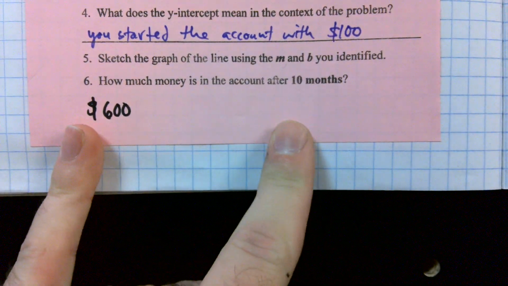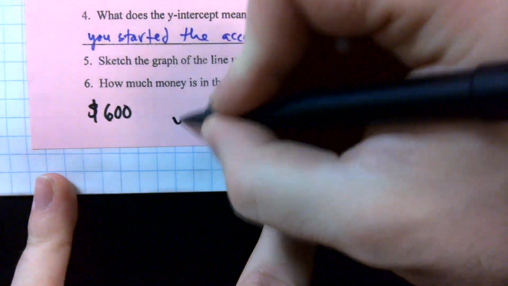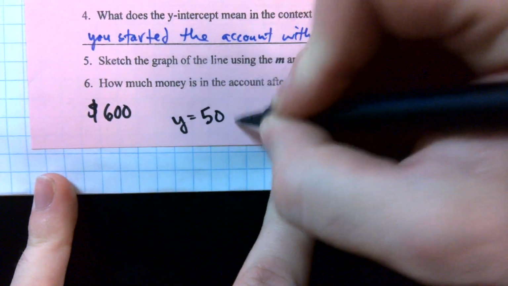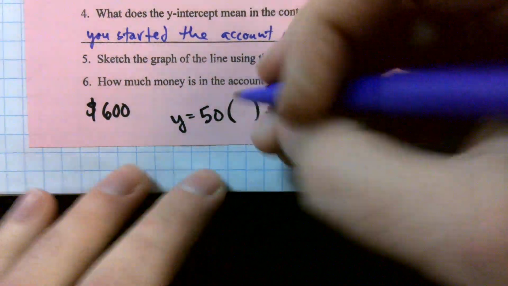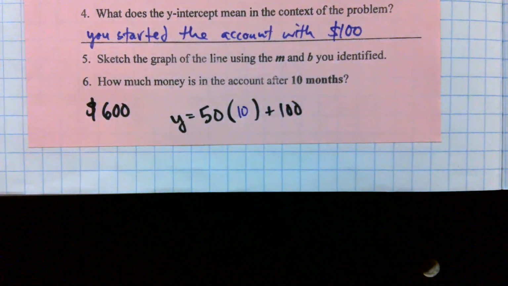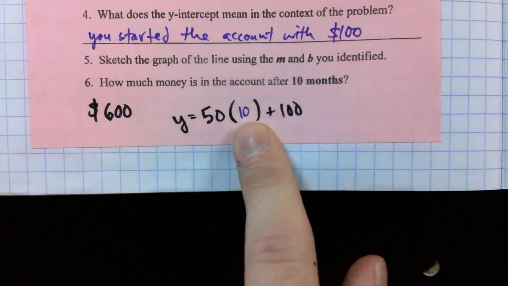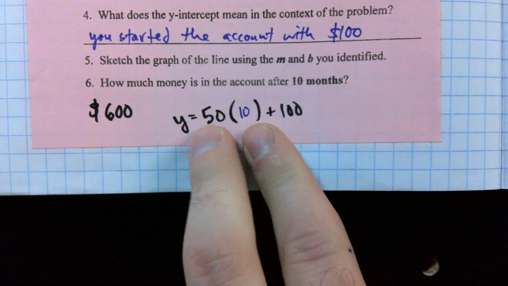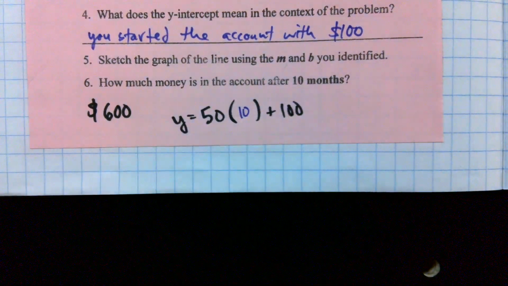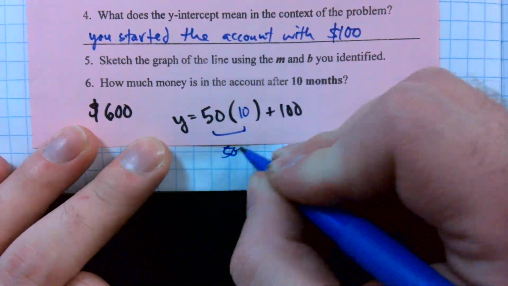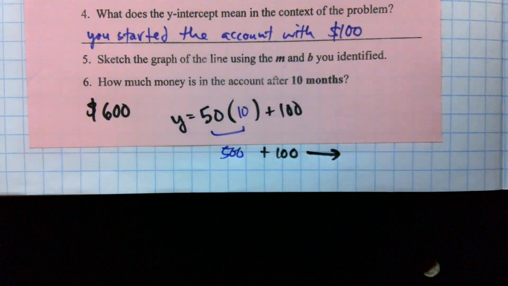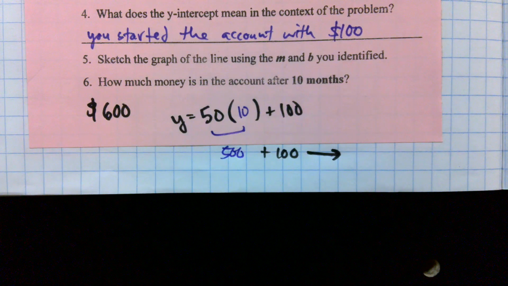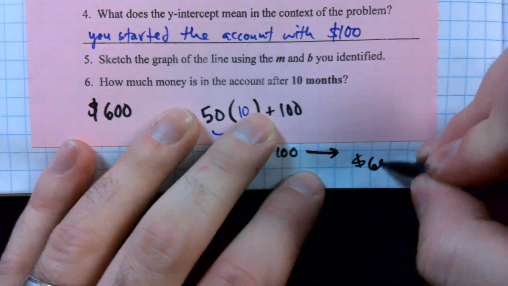Another way that we could have figured this out is we could have just taken our equation times it by 10. That's right, and we could plug in 10 months. $50 a month for 10 months. What's 50 times 10? 500. Plus the $100 you put in to start leaves you with how much in the account? $600 total.